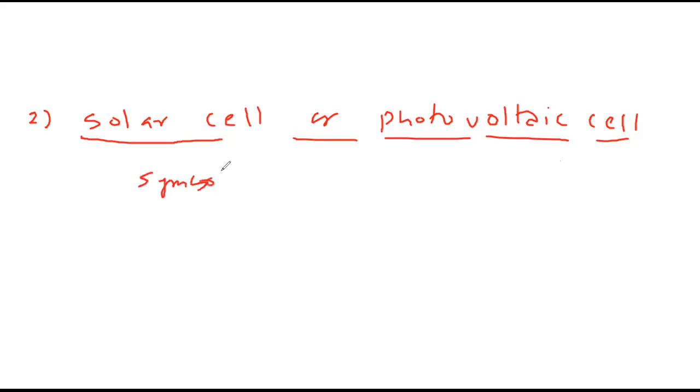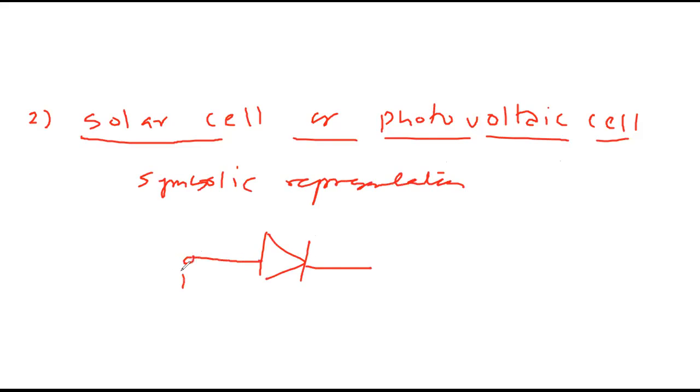Symbolic representation. So here this is a PN junction. Light is incident on it. If you remember, a photocell has this symbolic representation. This is a junction diode which converts solar energy into electrical energy, not any type of light. So this is the symbolic representation.